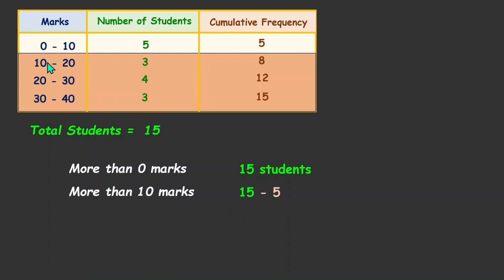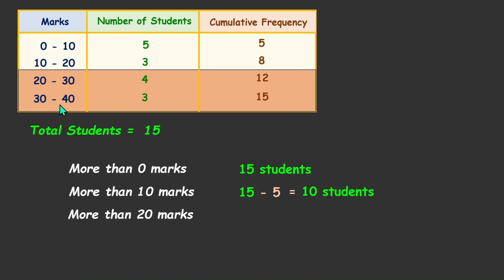So when we're talking about more than 10 marks, what we're doing is we're taking the total frequency or the total number of observations, minus cumulative frequency of the previous class. And this is equal to 10 students. Now for more than 20 marks, we see that we are only considering these two classes. So it can be 4 plus 3, or what we can write it as 15 minus the cumulative frequency of previous class. So that's 8. So that would be 7 students.